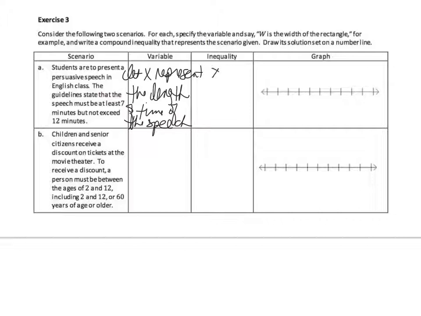Therefore, we've got X can be bigger than or equal to 7, and X is going to be less than or equal to 12. So if I write that properly, there we go. I'm sure I don't have enough space here, so we're just going to go 7, 8, 9, 10, 11, 12. And shade in between. Cool.